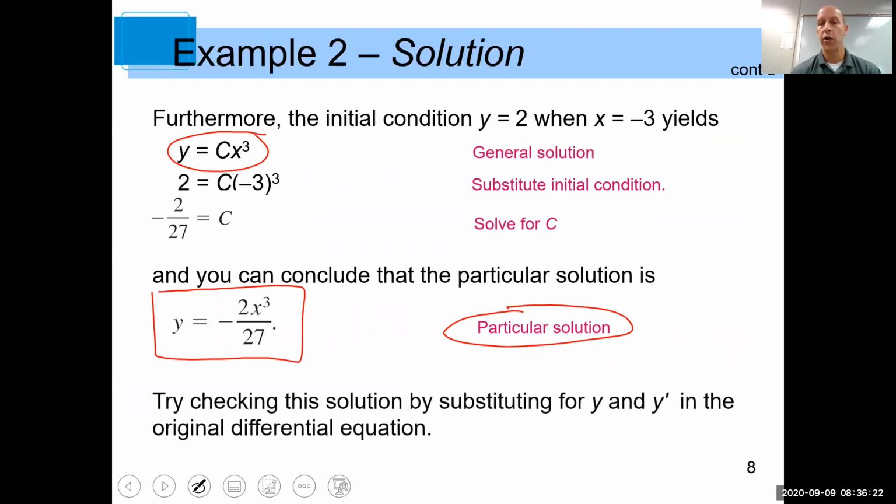Try checking this solution by substituting for y and y prime in the original differential equation, which was on the previous slide.